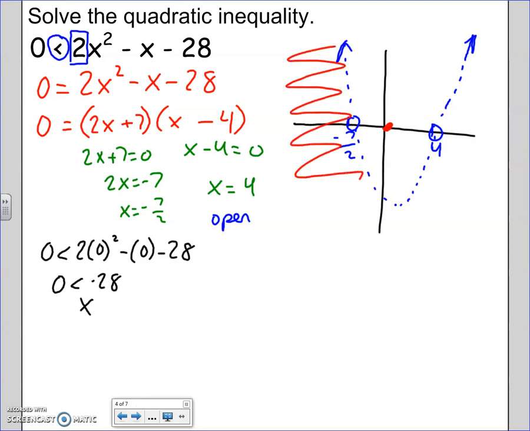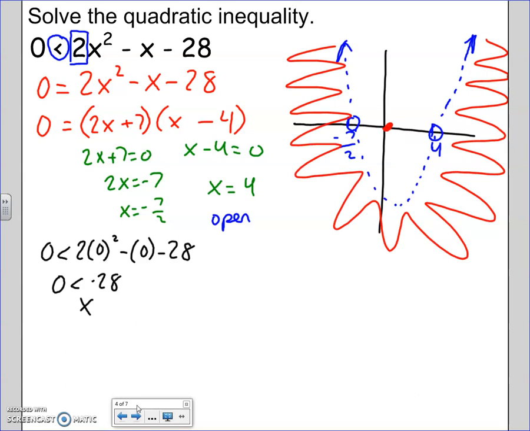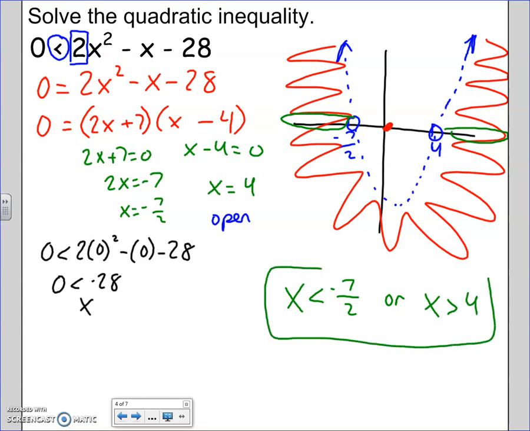Now right here I'm going to pause and check the problem. Is the answer the graph or is it an inequality? Because there's only one letter, I have to write the inequality. So all I'm going to look at is the x-axis. I'm shading to the left of this point and to the right of this point. So this is an "or" because it's outside. I'm going to say the answer is x is less than negative 7 over 2, or x is greater than positive 4. That is my answer.